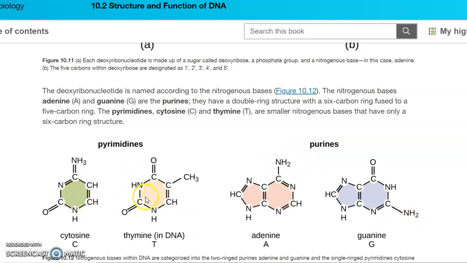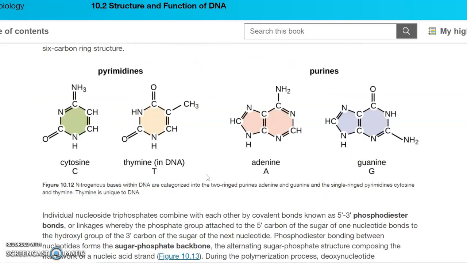And then we have 2 other bases that have a single ring structure, and they have 6 carbons, so it's a 6-carbon ring, and these are called pyrimidines. And again, you can see that their structure is pretty similar. This is cytosine, and then thymine over here, which is in DNA. So we have adenine and guanine, and cytosine and thymine. And those are going to be our nitrogenous bases.